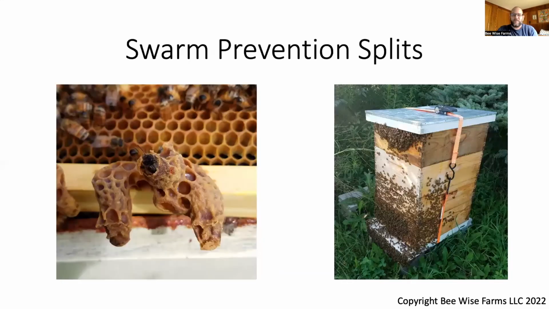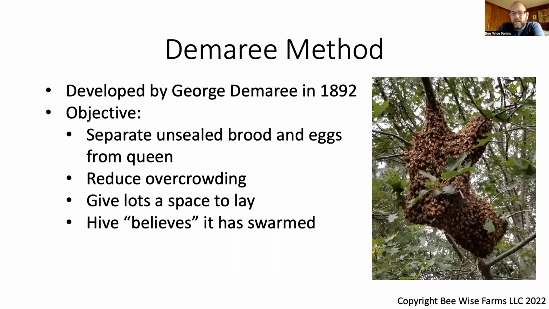All right, so let's jump into swarm prevention splits. And what I'm going to talk about today in the context of swarm prevention splits is a method that was developed by George Demaree in 1892 called the Demaree method. Essentially, the Demaree method is a method that we use when we find a colony that's about ready to swarm. So a colony that has active swarm cells on it.